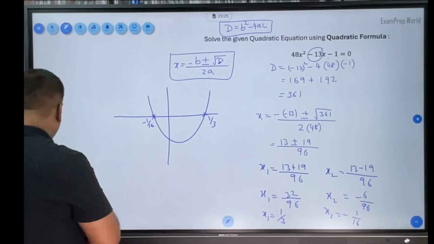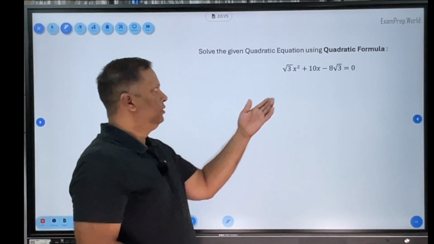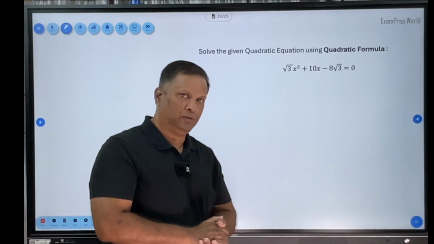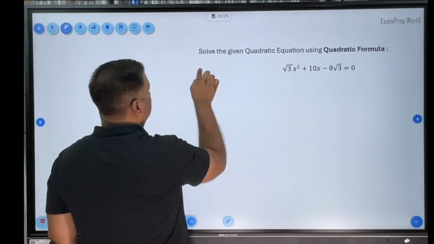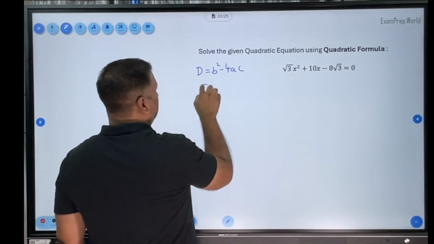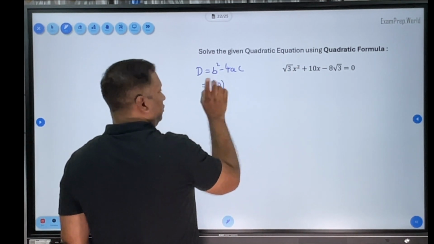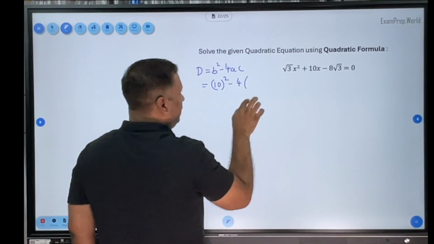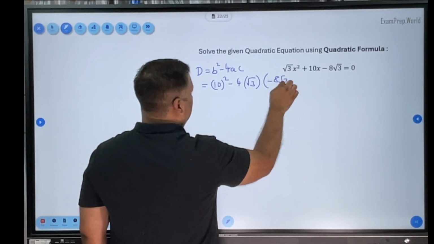Okay, we move ahead and see the next question. Here, roots are there. Don't worry about the roots. Let us input the values as roots only. So calculate the D value as we said. D equals B square minus 4AC. What is B? 10. Many kids tell me 10x. No, take only the 10 coefficient. 10 square minus 4 times, what is A? A is root 3 and C is negative 8 root 3.